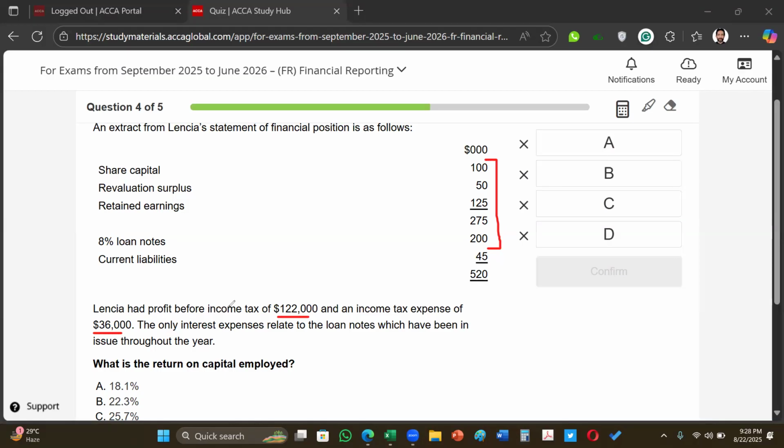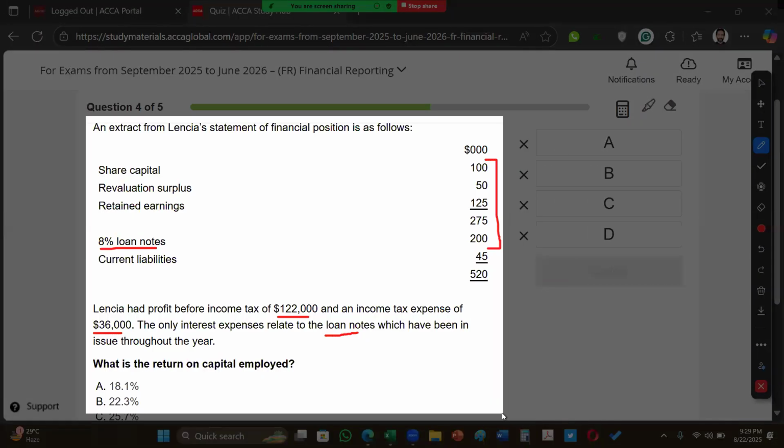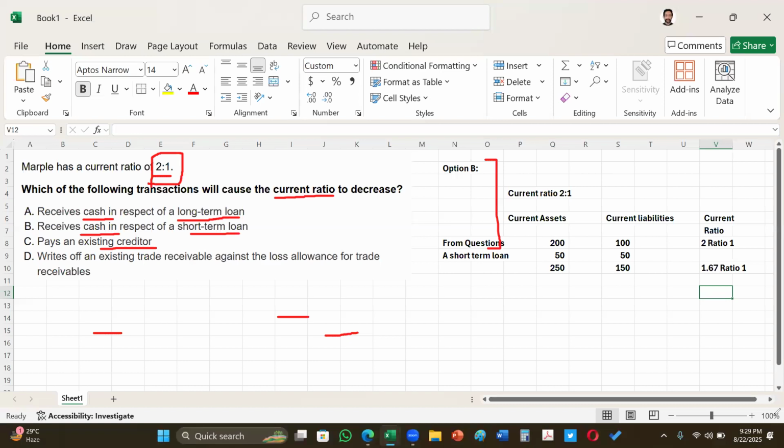So we have this profit before tax, after deducting the interest. However, we need the operating profit. To calculate the operating profit, there is this line: the only interest expense related to the loan notes which have been in issue throughout the year. So this is the information related to the loan notes. We take 200 multiplied by 8%, and we will have the loan note interest. I believe it will be beneficial if we take this question to the Excel sheet and I solve it for you. So let's see how we can attack this one.